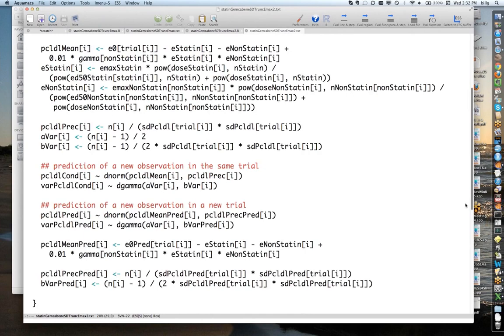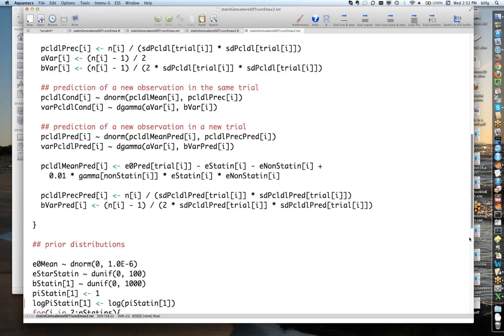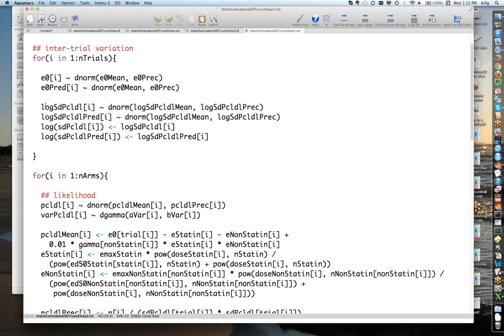Let's stay up here first. Okay, so to deal with the inter-individual variability, the approach I used is to model the log of the residual standard deviation as log normal in this instance. You can see that in this line right here. The log of the standard deviation of our PCLDL, our percent change in LDL, is normal with some mean and a precision associated with that. From that log of the standard deviation, I can generate the standard deviation itself, just by taking the exponential of that log.